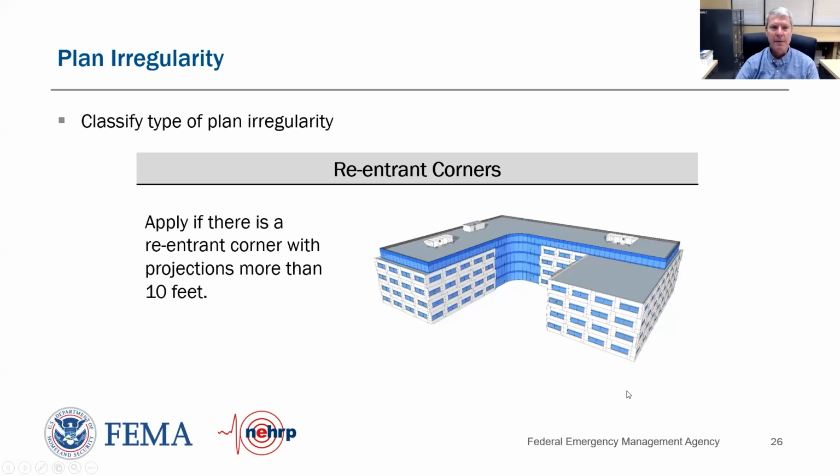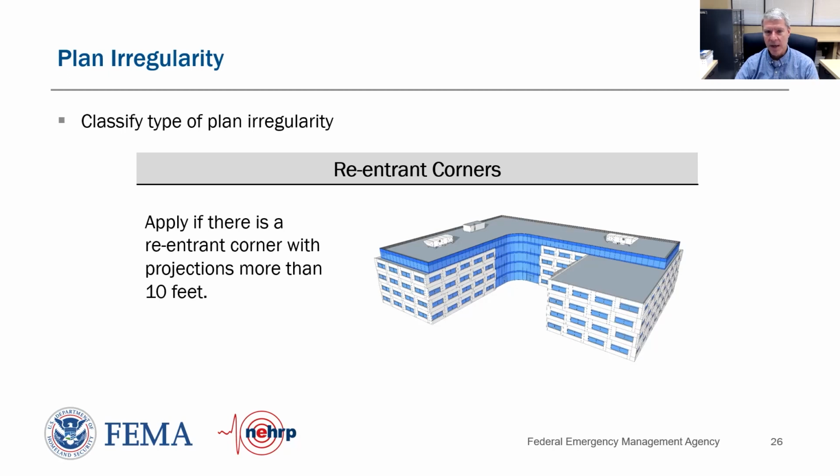One of our most common plan irregularities is what we call reentrant corners. This is a condition where we've got a building. Here's an illustration of a multi-story building that has one section attached to a bigger section of the building, but at a 90-degree angle.